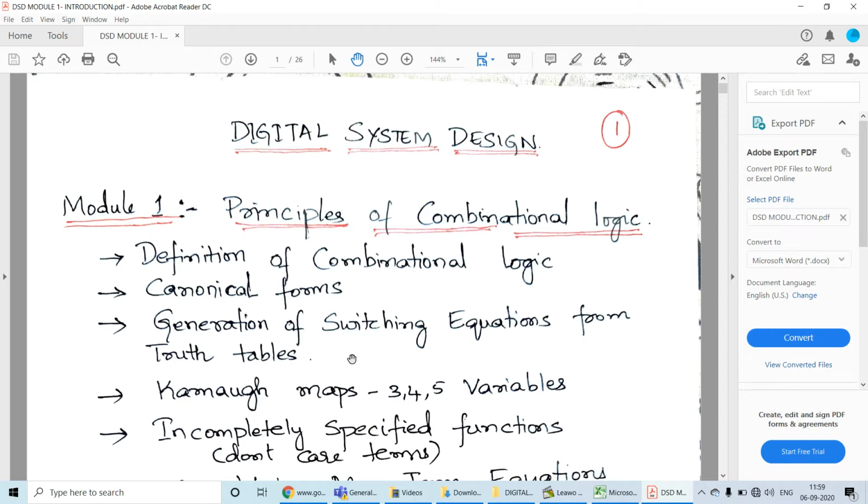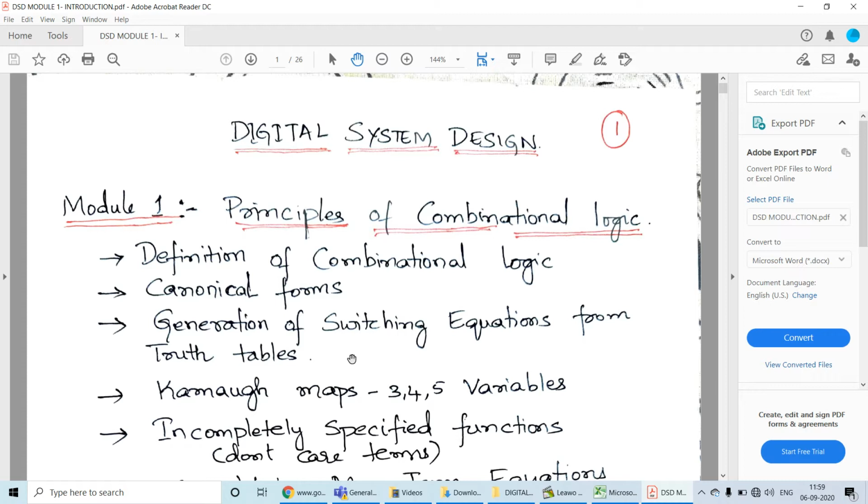The first module in the syllabus is principles of combinational logic circuits. So what do we need to learn in module 1? First we'll see the definition of combinational logic, and then what a canonical form is in digital system design, like the sum of products and product of sums terms that we normally come across. Then we'll see how to generate an equation from any given truth table. The question will be given to you as an English statement, which converts into a truth table, and from the truth table you write the equation.